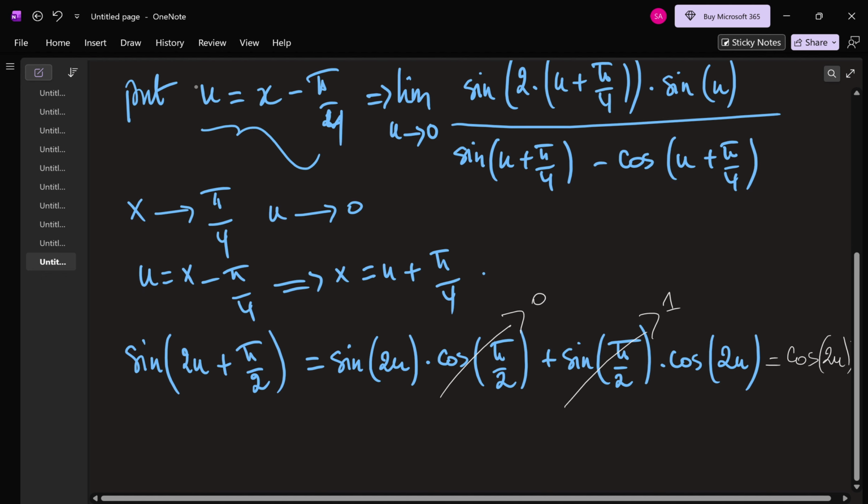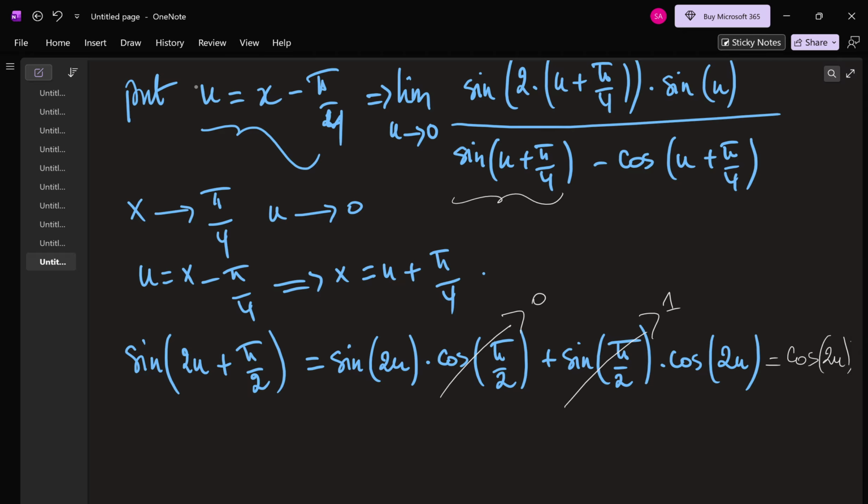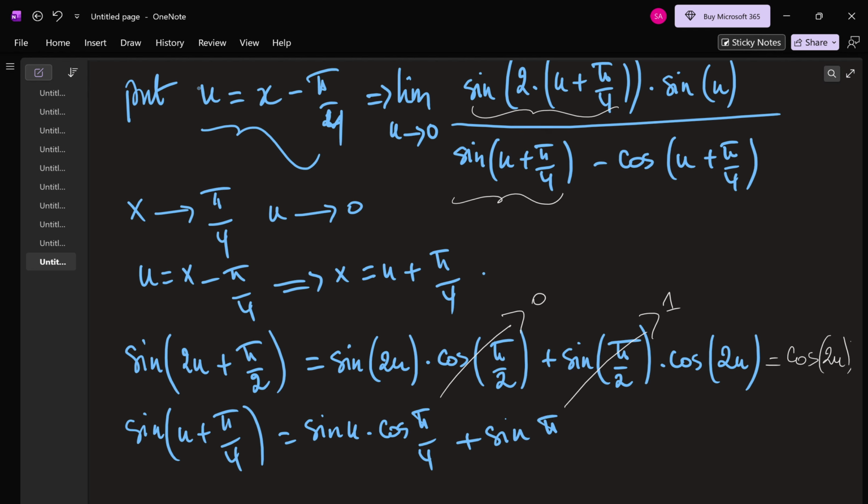The next one that we should simplify is this. Now we did this. Now we will go to sine of u plus p over 4. Using the same rule, it will give me sine u times cosine p over 4 plus sine p over 4 times cosine u. Okay, and now we will simplify this.